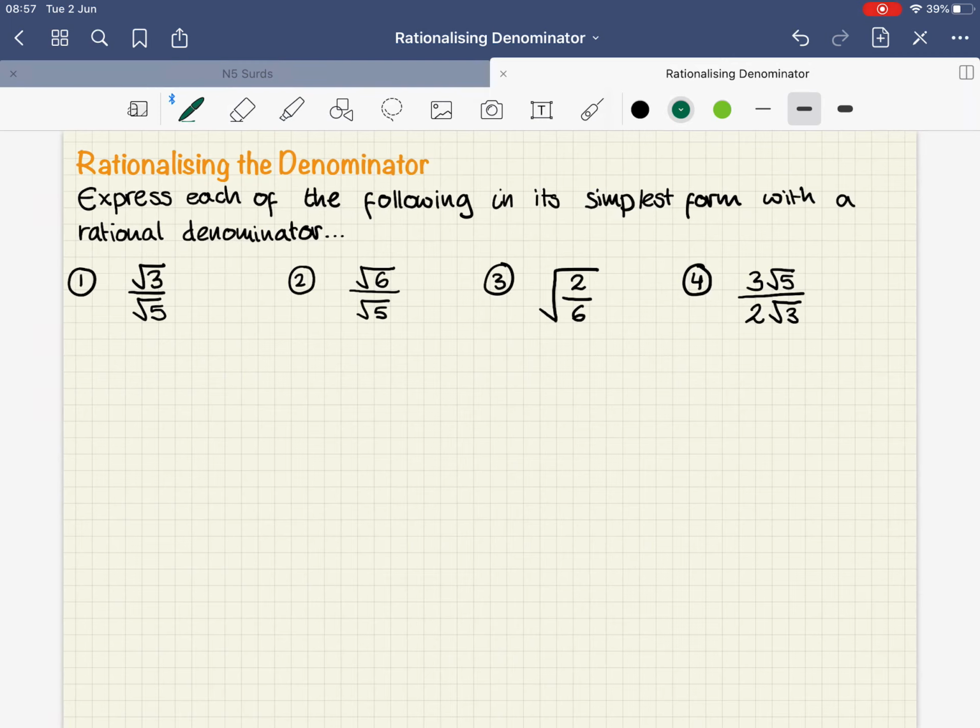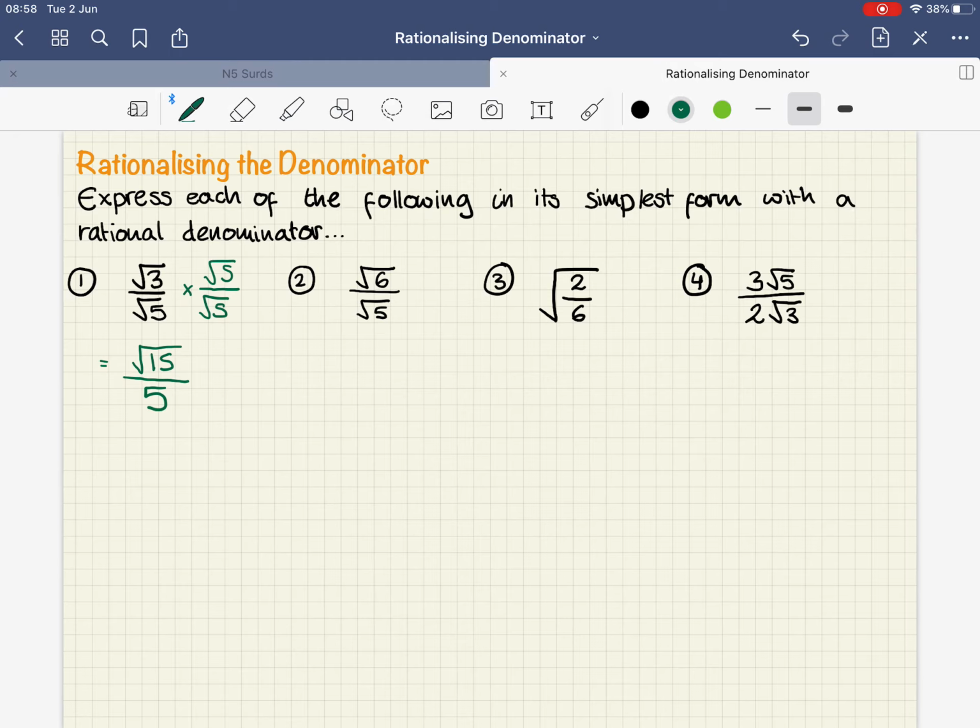So the first one then, we have root 3 over root 5. So remember, we want to multiply it by the surd that is on the bottom. So multiply top and bottom by root 5. On the top then, I'm going to do that 3 times 5, so I'm now going to have root 15 on the top. And then remember, a surd multiplied by itself gets rid of that root sign. So root 5 times root 5 is just 5.